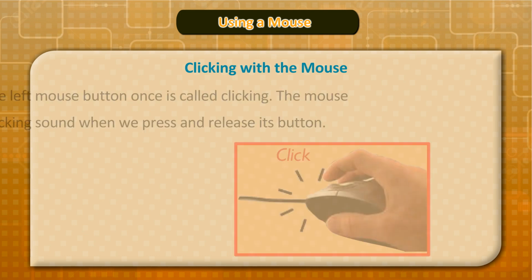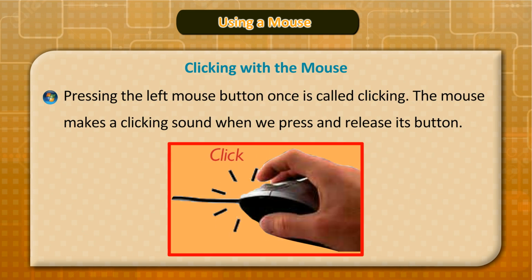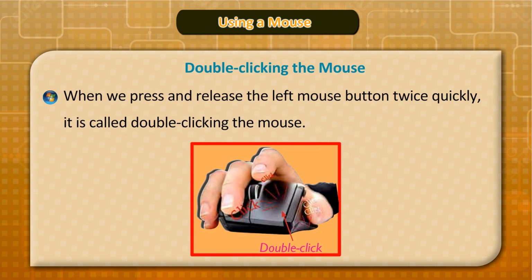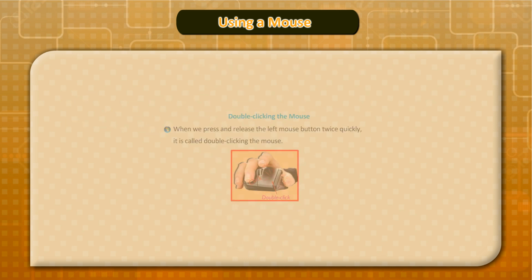Clicking with the mouse. Pressing the left mouse button once is called clicking. The mouse makes a clicking sound when we press and release its button. Double-clicking the mouse. When we press and release the left mouse button twice quickly, it is called double-clicking the mouse.